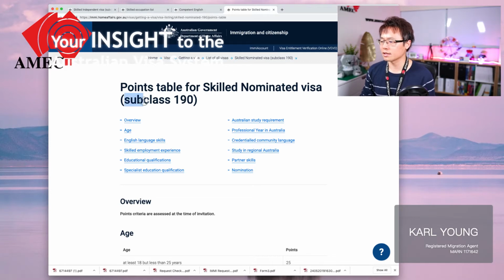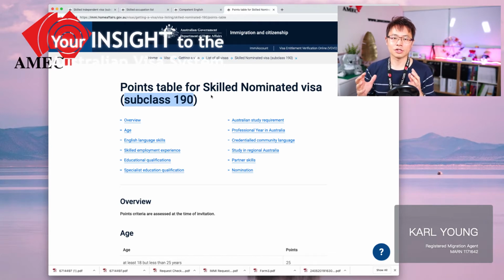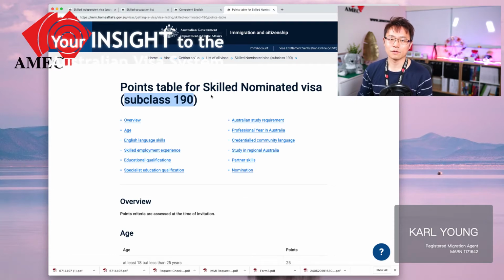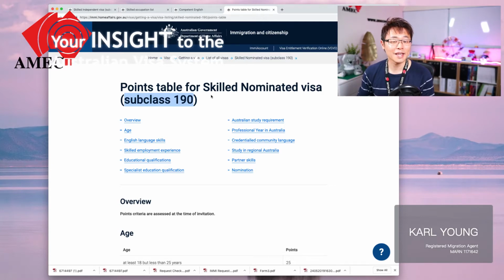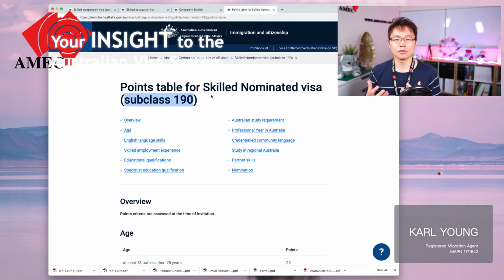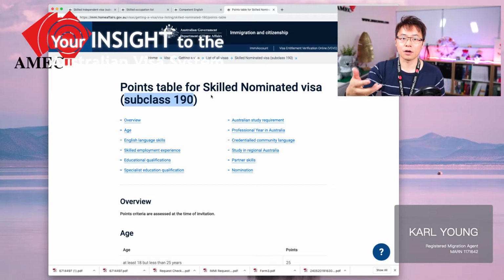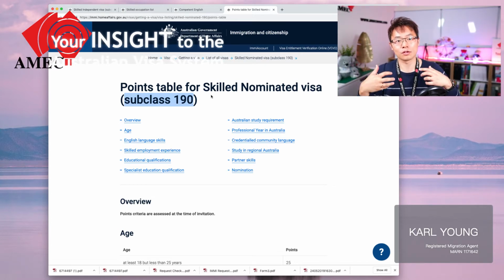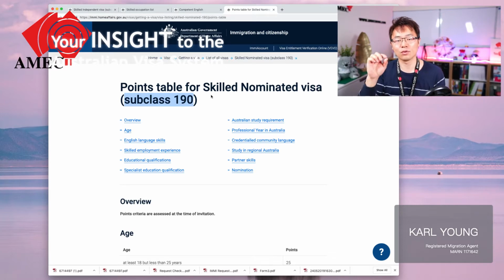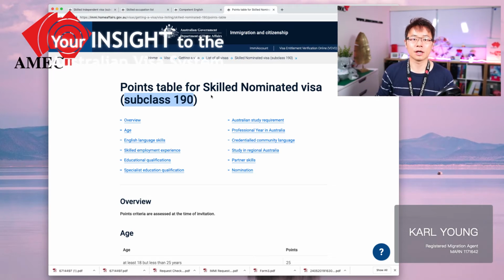Now let's go into the actual points table here. You see it says subclass 190 because subclass 189 and 190 share the same points test table. Now 190 is for state sponsorship. If you get nominated and sponsored by the state under the 190 visa, you get an extra 5 points. And how do you get state nominations? Every state publishes its own occupation list where they promote or prefer a list of occupations they want to come in, and they have some state requirements as well. So you may want to jump into the state's migration website to check it out.